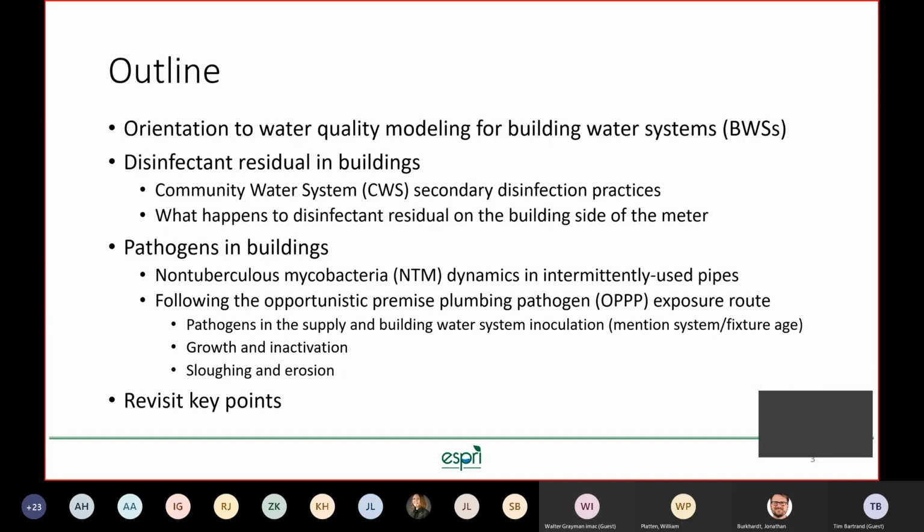What I'd like to cover today, first I'm going to give you an orientation to water quality modeling for building water systems. This might be gratuitous or unnecessary, but hopefully it'll set the stage for my talk and the upcoming talks. Then I'll talk through disinfectant residual in the buildings, what practices community water systems currently use, and what happens on the building side of the meter. And I'm going to try to highlight what is different in the building compared with the distribution system. And then I'll just touch on pathogens in buildings, but I can assure you that there are a couple of really nice presentations that are going to do this topic justice. And then I'll revisit the key points.